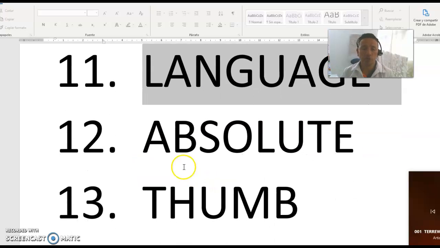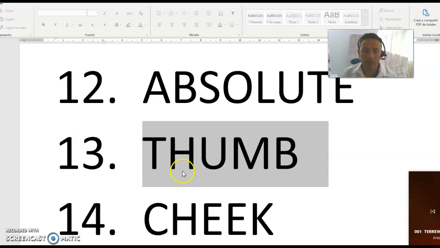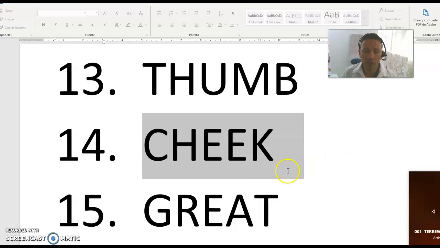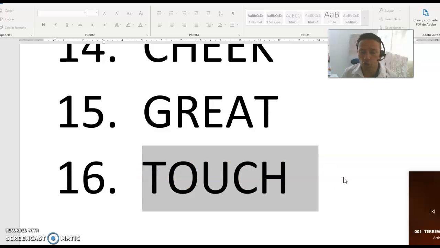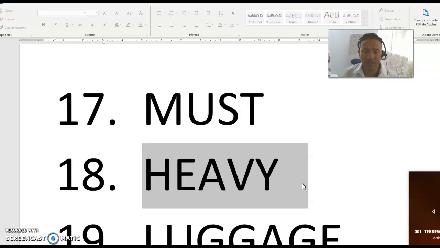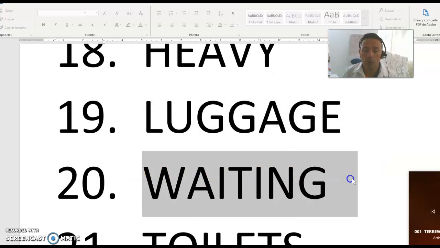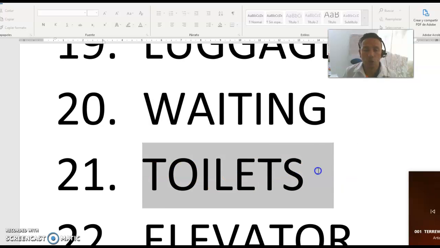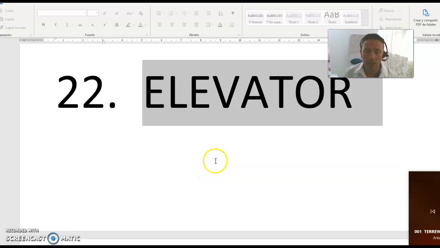Language, language, absolute, absolute, dumb, dumb, cheek, great, great, touch, touch, must, must, heavy, heavy, luggage, luggage, waiting, waiting, toilets, toilets, elevator, elevator.